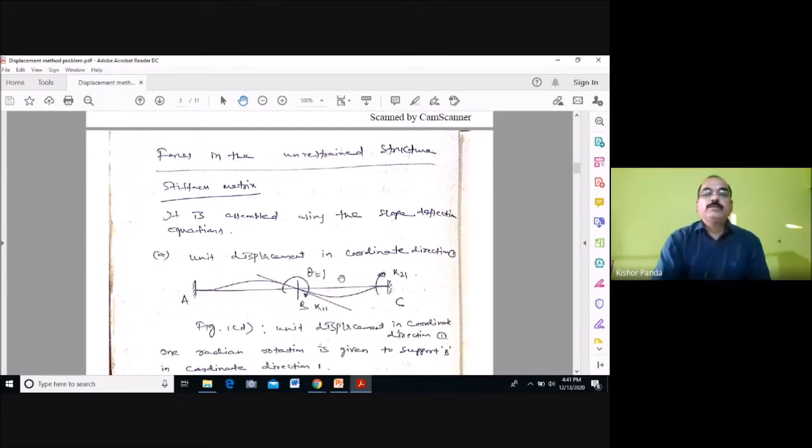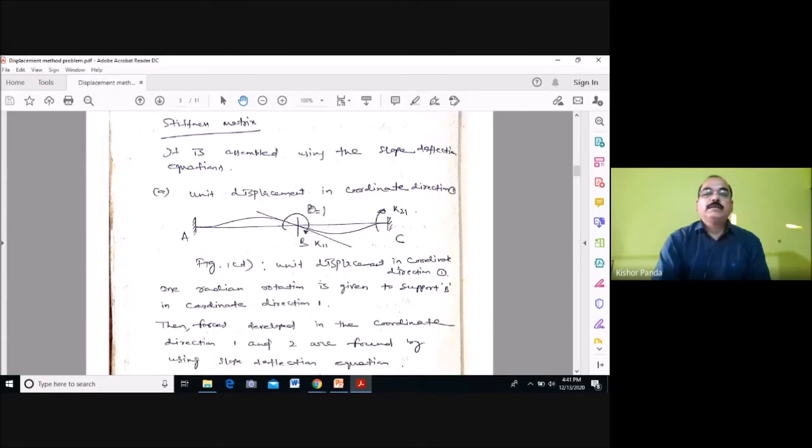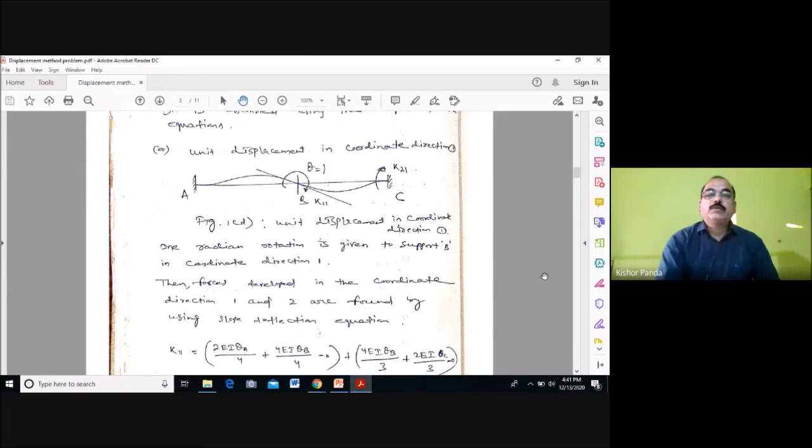First you apply a unit displacement in coordinate direction 1. Because this is a rotational displacement, you have to take the bending moment, meaning you apply theta equal to 1. You have to find K11, the force at coordinate 1 due to unit displacement at coordinate 1, and K21, the force at coordinate 2 due to unit displacement at coordinate 1. Then a unit rotation is given to the support B in coordinate direction 1, and you find the forces developed in coordinate directions 1 and 2 due to theta equal to 1 here and here.